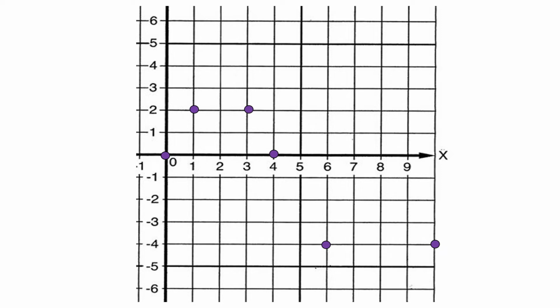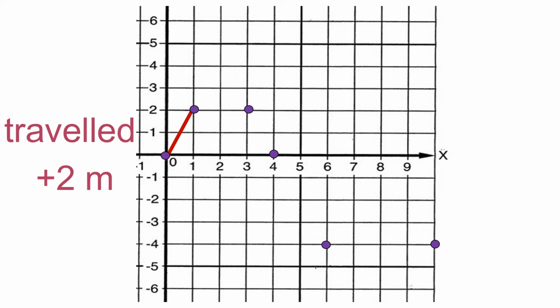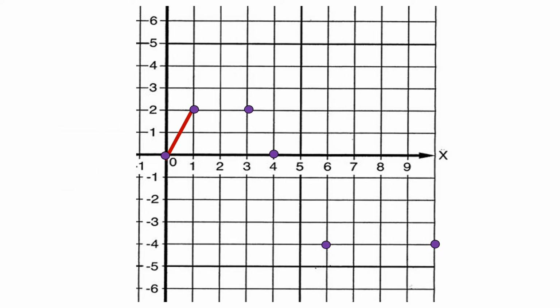Let's look at the first interval, 0 seconds to 1 second. Can you guess the displacement and velocity? The displacement is headed towards the positive direction, and after 1 second, it travels 2 meters. But since we see a straight line, the velocity is constant at 2 meters per second.